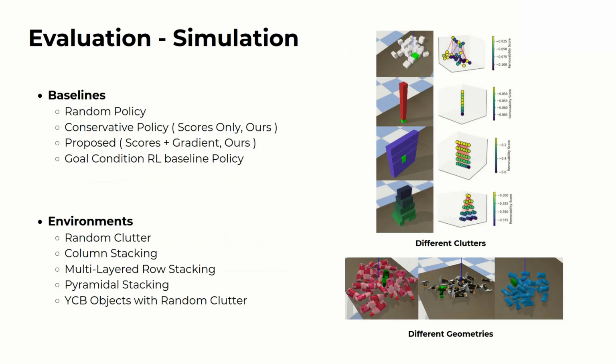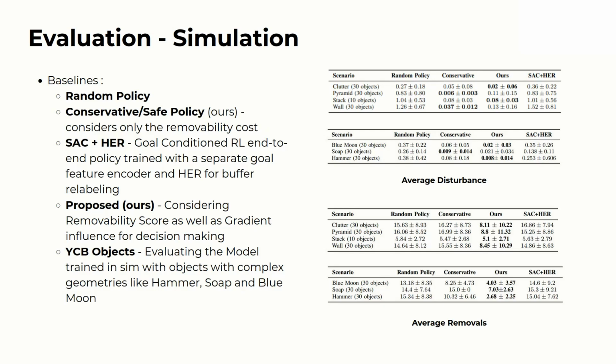We evaluate our approach across diverse clutter scenarios: random clutter, stack structures, structures resembling walls, and pyramidal formations, and also across different objects from the YCB dataset. We compare the performance against different baselines such as a random policy, a conservative cost-driven policy, and a goal-conditioned RL baseline. Our method consistently achieves lower disturbance and fewer removals to reach the target.